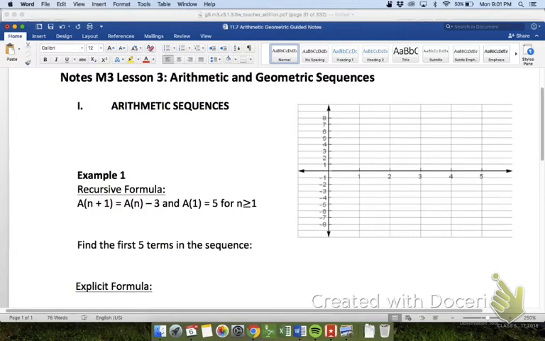So arithmetic and geometric might be new words to you, but basically they go hand in hand with two words you should be familiar with, which are linear and exponential. So an arithmetic sequence we can think of as being linear. It is linear. And geometric is exponential.